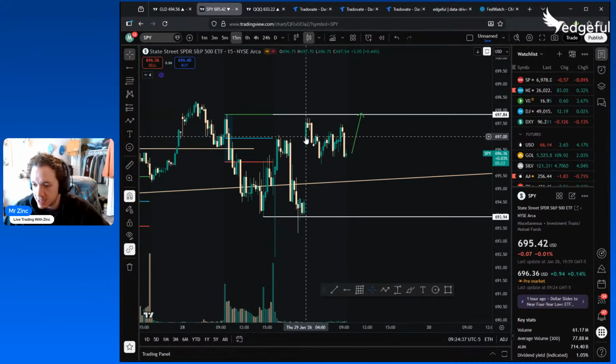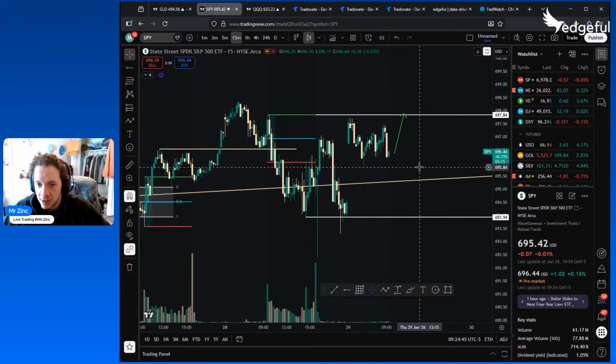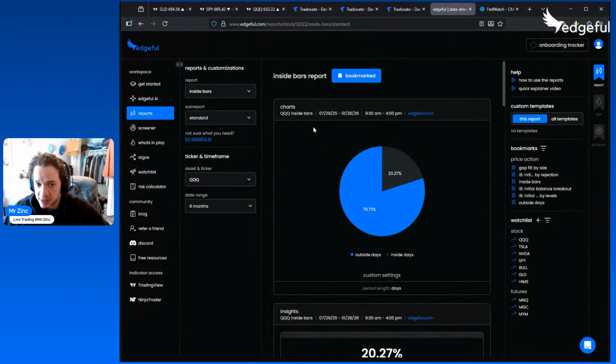Is the inside bar technique from Tom Hougaard? Because I've read it in his book, but mainly did it in the FTSE. This one, I mean, it could be. This is just the stat that's already added onto Edgeful.